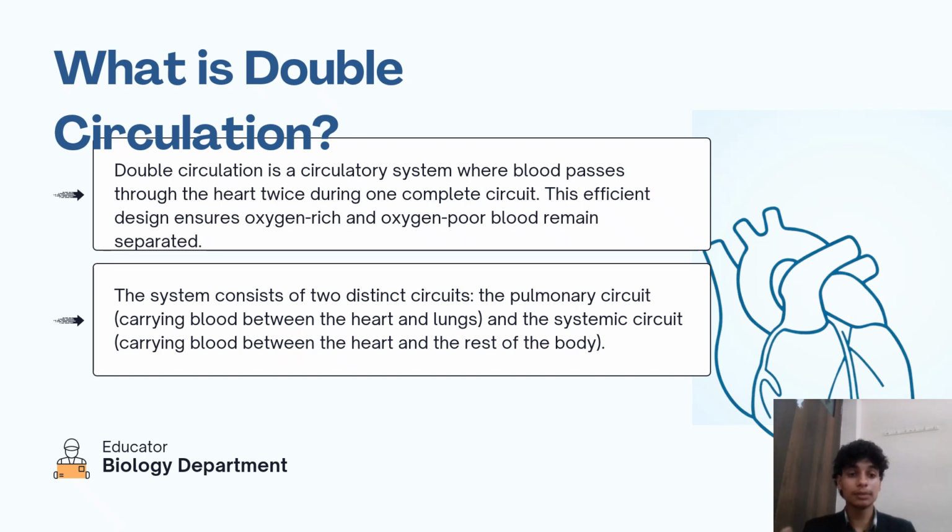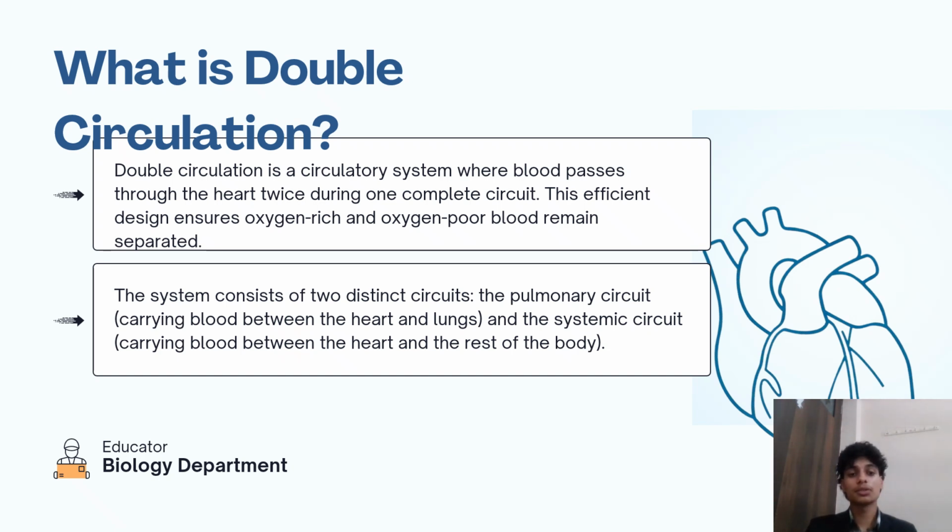So why does the blood pass twice through the heart? We will discuss this in the next slide. This efficient design ensures oxygen rich and oxygen poor blood remain separate. What do you mean by oxygen rich? Oxygen rich is oxygenated blood, and oxygen poor blood means the deoxygenated blood.